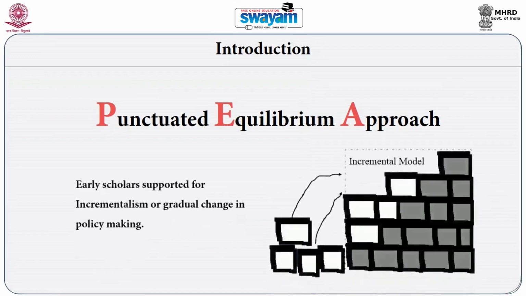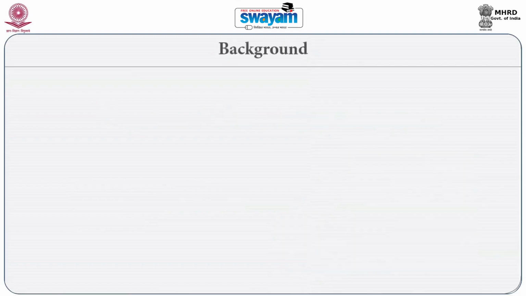Some scholars have argued for the concept called incrementalism. There was a dispute among many scholars that policies were made either with slight modifications, or you can say gradual change through phases. Let me take the background of how the word punctuated equilibrium has originated.